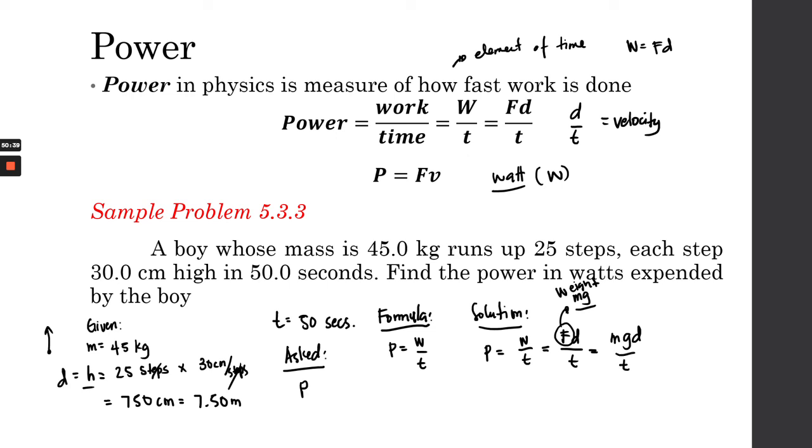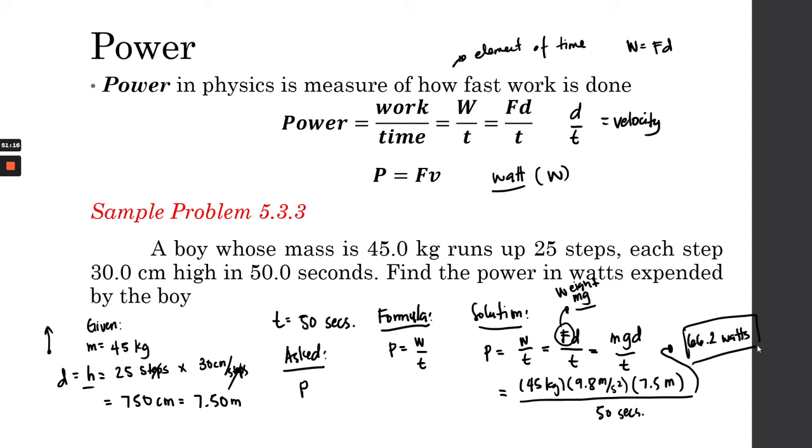Therefore, the power being used is 45 kilograms, which is the mass of the boy, multiplied by the pull of gravity, which is 9.8 meters per second squared, multiplied by 7.5 meters, divided by 50 seconds. And the total power used is equal to 66.2 watts.